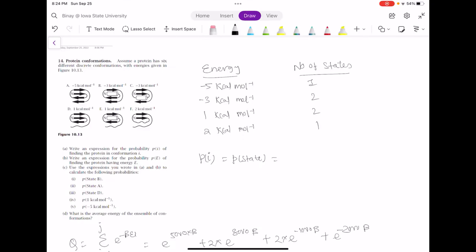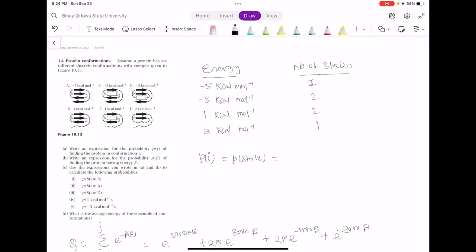Hello everyone. Today I am going to solve problem 5 of homework 4. So let's go through the question. The question says there are different energy states of a protein conformation, as given in the picture. So let's just write it.